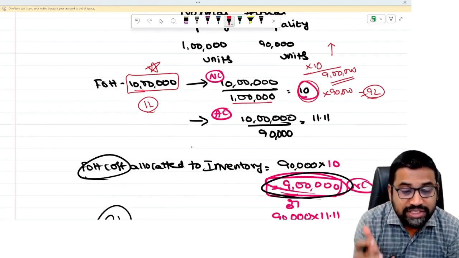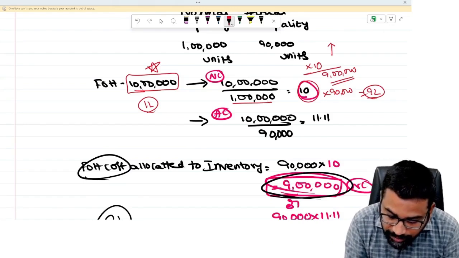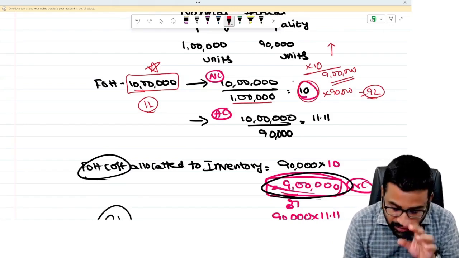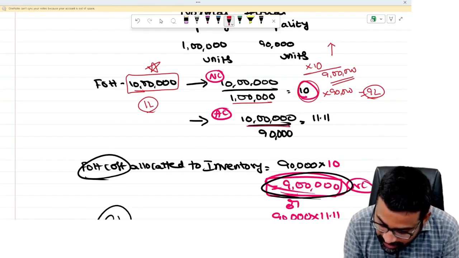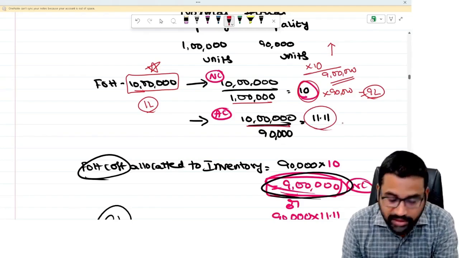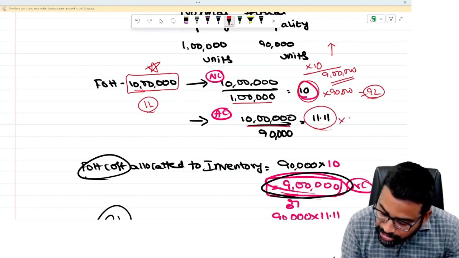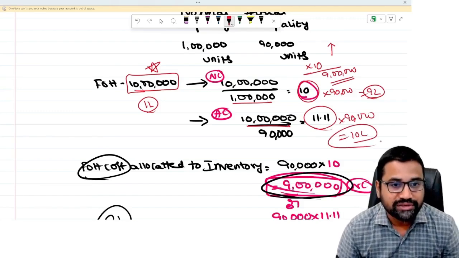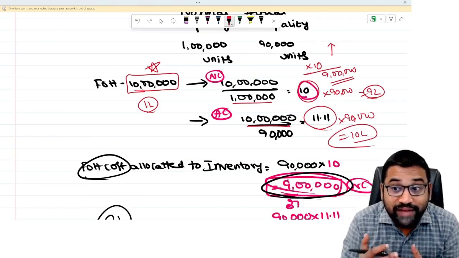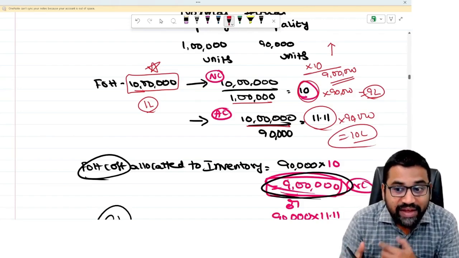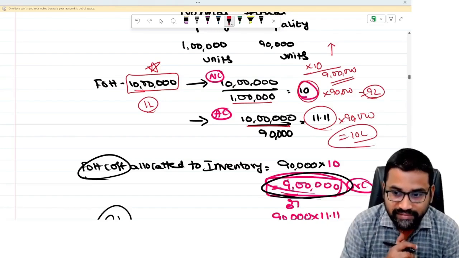Why, sir? Whichever is lower, why can't? Suppose, for example, here normal capacity 1 lakh, actual capacity 90,000. Suppose whichever is lower. If I take 90,000, what happens? 10 lakhs divided by 90,000. If I allocate based on actual capacity, my per unit allocated cost is how much? 11.11 into how many units I produced? 90,000. That means total 10 lakhs is absorbed into the production. That means your inventory value will increase. Instead of allocating 9 lakhs, if I allocate 10 lakhs, 1 lakh extra is included.